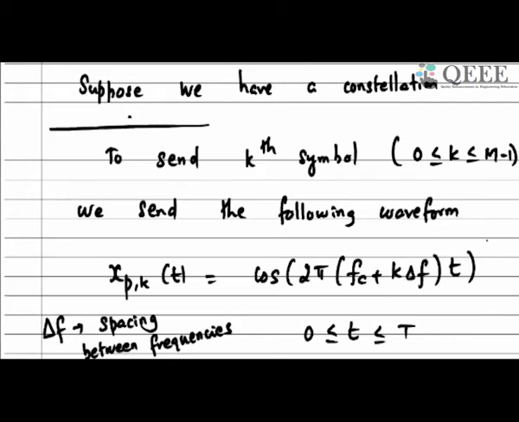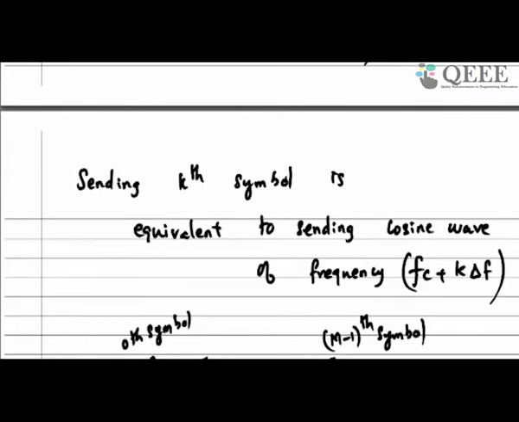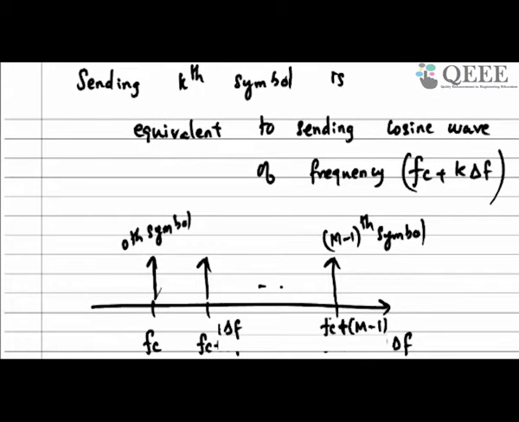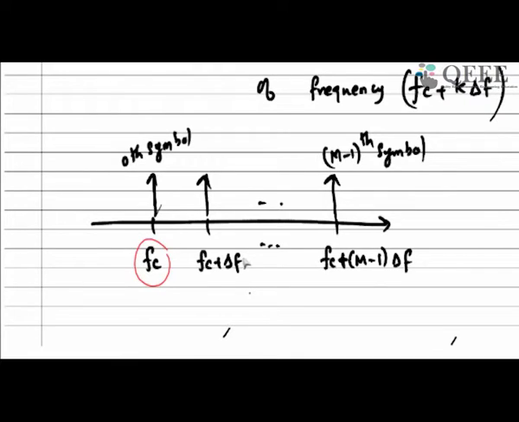Okay, so this is M-ary frequencies. Let us say these are the M frequencies I am using: FC, FC plus delta F, and so on, FC plus 2 delta F. Delta F is the spacing between the frequencies I chose.